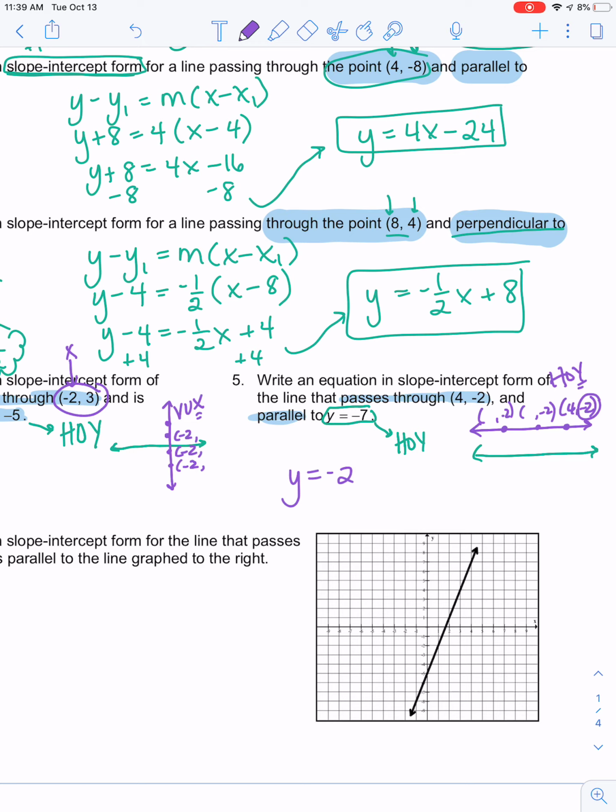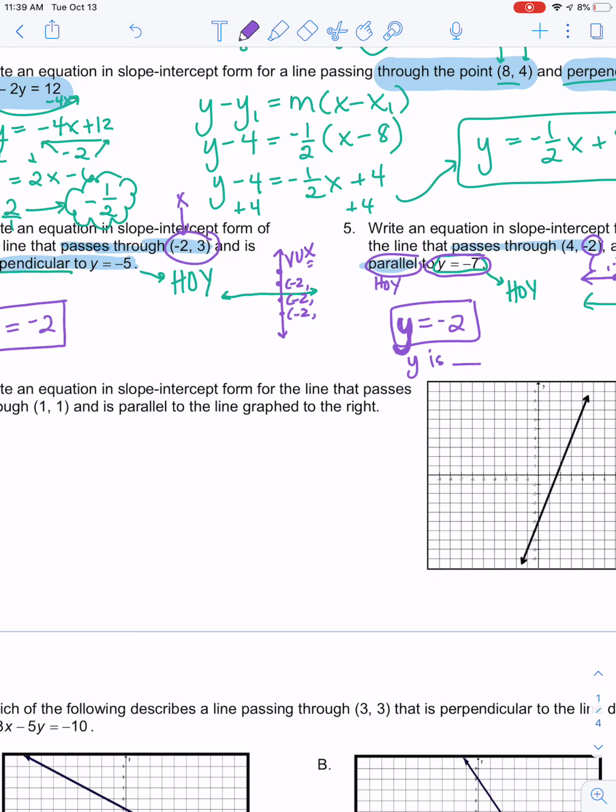So as soon as I saw my initial equation was a HOI, and it was going to be parallel, which means it's a HOI, I immediately go ahead and write down y equals. Then really, once I've written y equals, I'm really saying y is what? Well, I go look at my coordinate. Y is -2. Okay? There's a few more of those on the next page, so we can keep practicing.